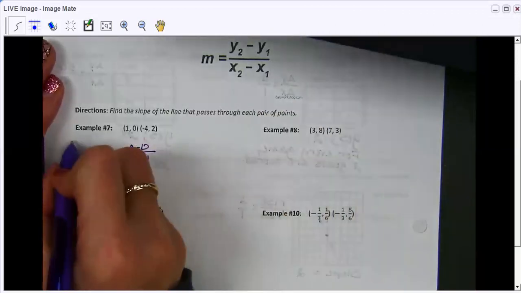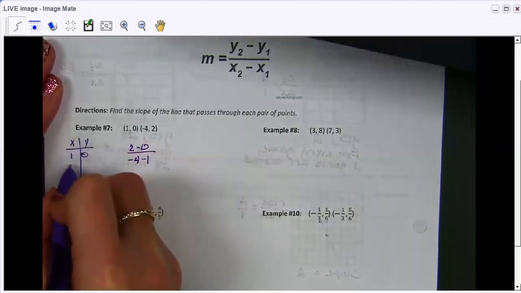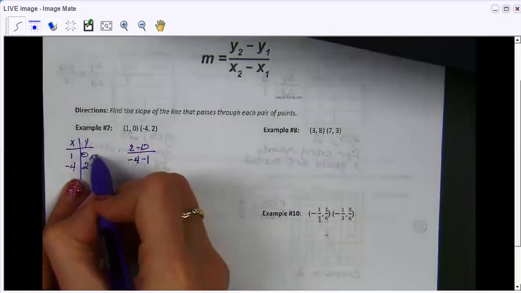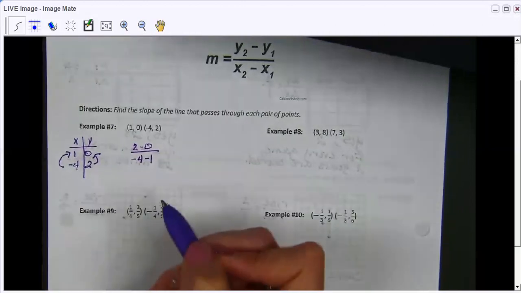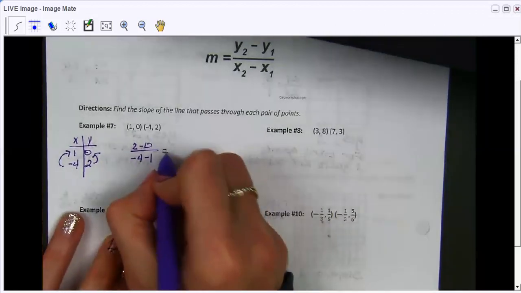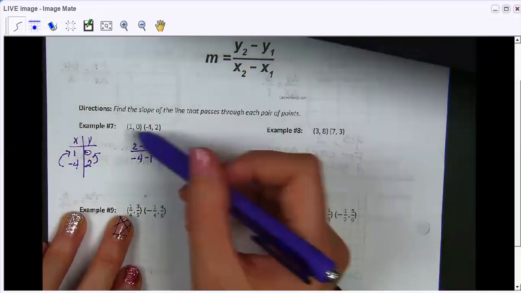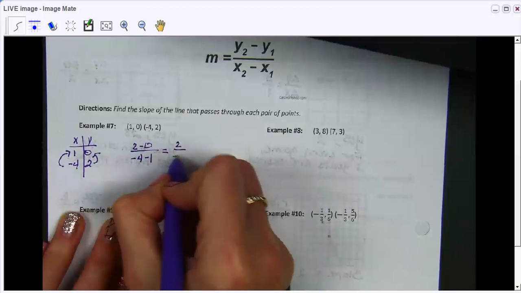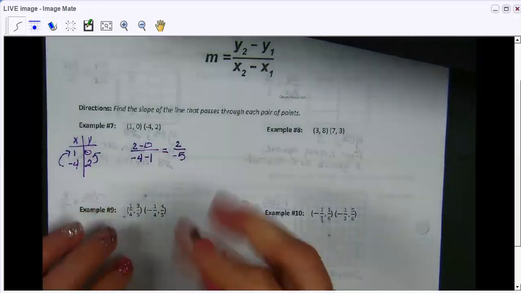Now, if you can't see that, please put your ordered pairs into the table and just do it this way. 2 minus 0 and -4 minus 1, like that. And then the table will help you to place them in the formula correctly. And then you just solve for the slope. 2 minus 0 is 2, and -4 minus 1 is -5. So that would be your slope, -2/5. Okay.